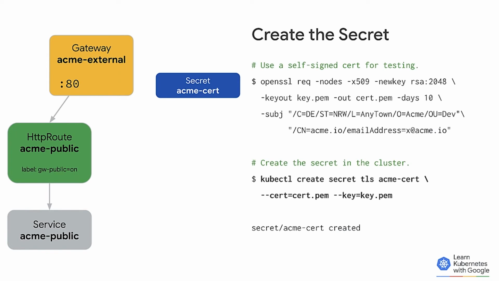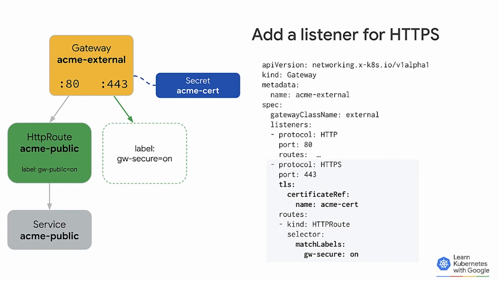First, we create the secret. This is standard and not really relevant to Gateway, but for testing purposes, we use a self-signed certificate and install it as a secret into the cluster. Next, we add a new listener block to the gateway for handling HTTPS traffic on port 443. Using the TLS block, we configure a reference to the certificate we created.